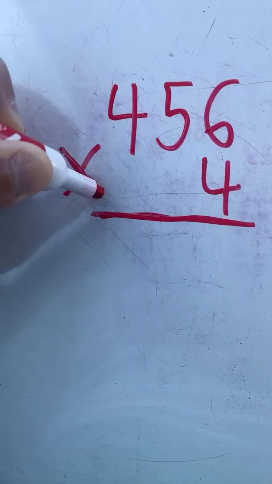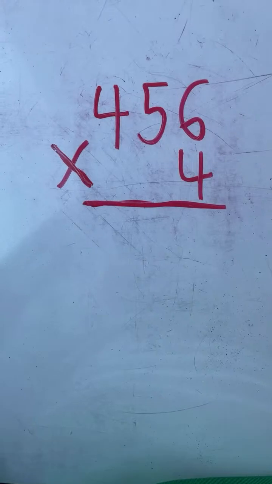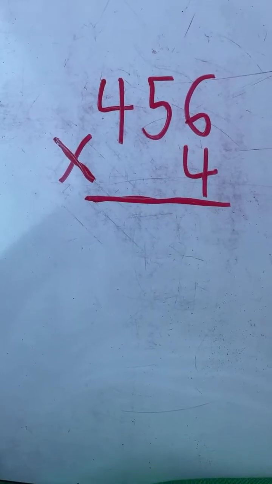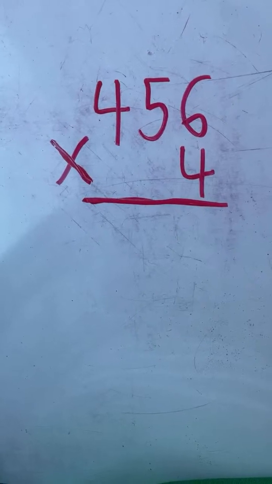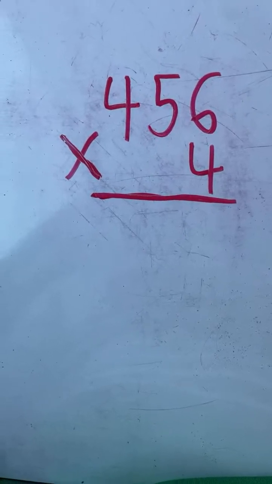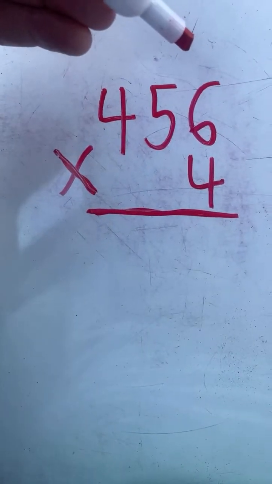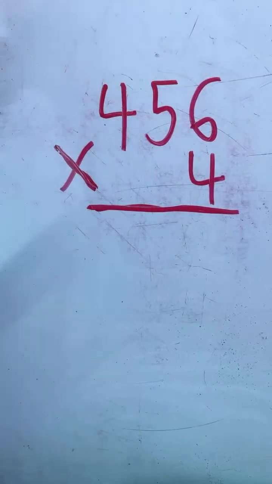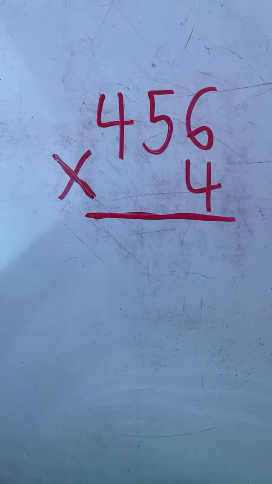So this video is going to be a review on 3-digit by 1-digit multiplication. Our first example problem is 456 times 4, and I'm going to go through step by step how to solve that problem. So when you see a problem like this, I want you to think of it as 3 separate single-digit problems where we regroup anytime our product is 10 or more.